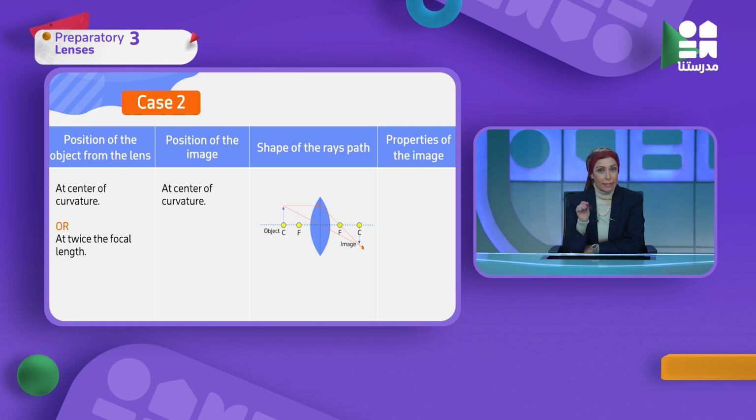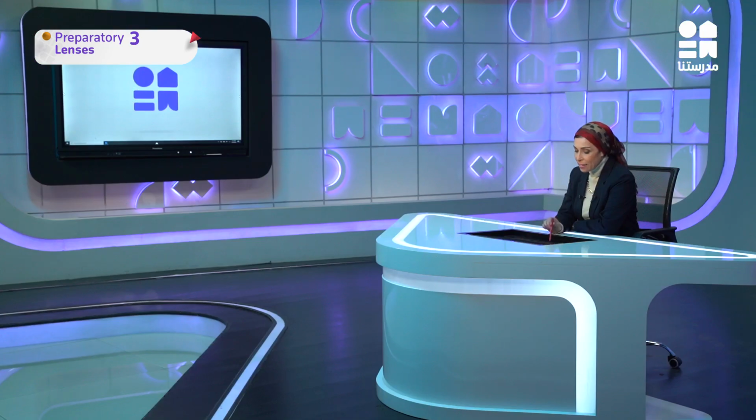Inverted, real, and what? The same size of the object. Exactly. Here are the properties: one, real; two, inverted; finally, equal to the size of the object. Next case, where am I going to put the object?